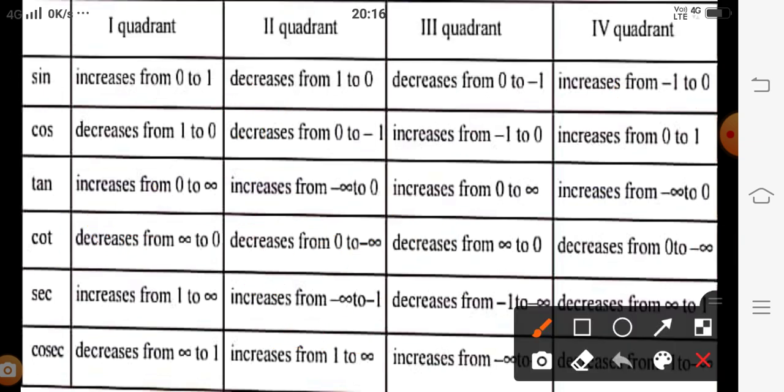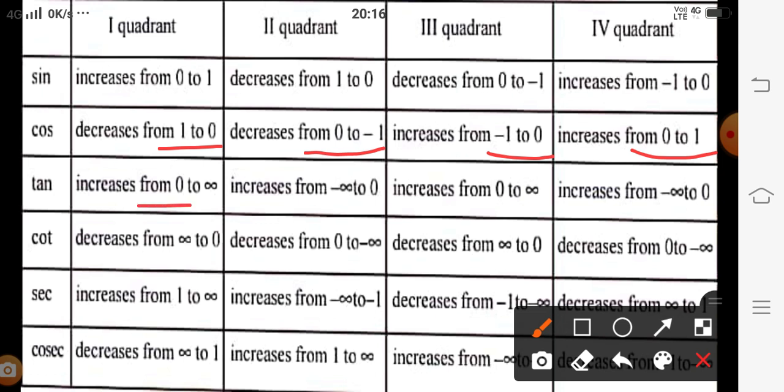Similarly for the t ratio cos theta, in the first quadrant it decreases. If you plot it on graph paper, cos 0 is 1 and cos 90 is 0. It means that yes, in the first quadrant it decreases. In the second one, it still decreases from 0 to -1. In the third one, it increases from -1 to 0, and in the fourth quadrant it increases from 0 to 1. Same for tan, cot, sec and cosec.